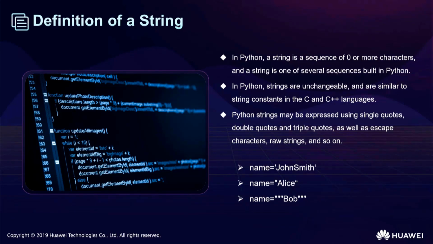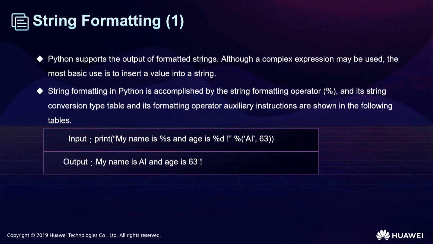For example, if you denote the name of a man, you can write name equals John Smith. Also, you can define name as Alex, and you can also use triple quotes for name Bob. Python supports output of formatted strings.